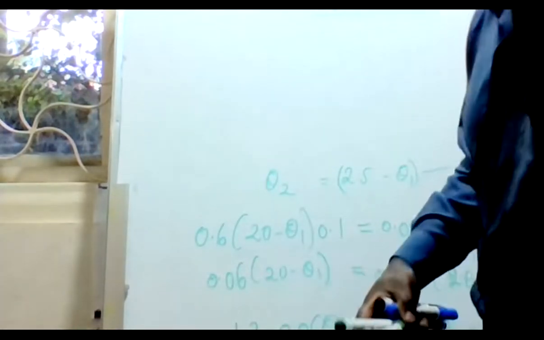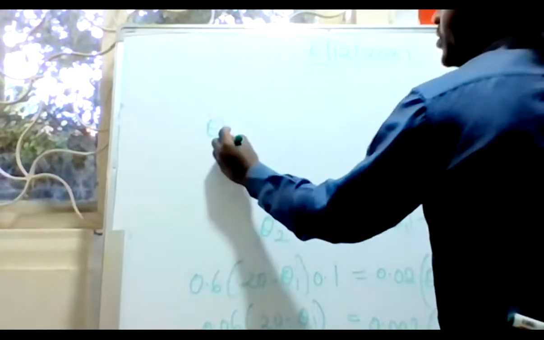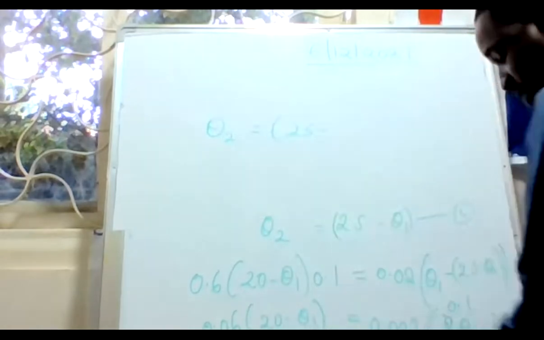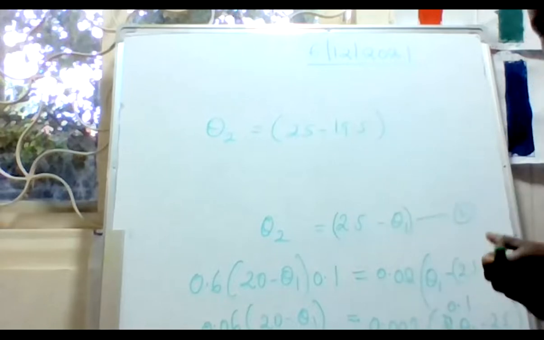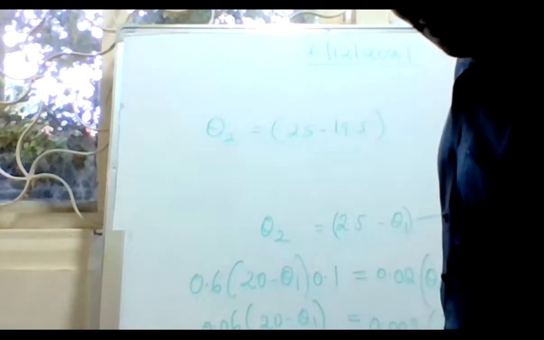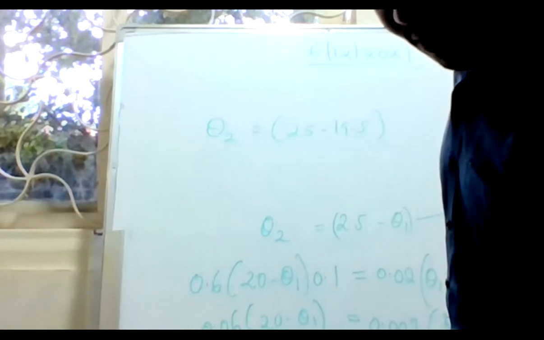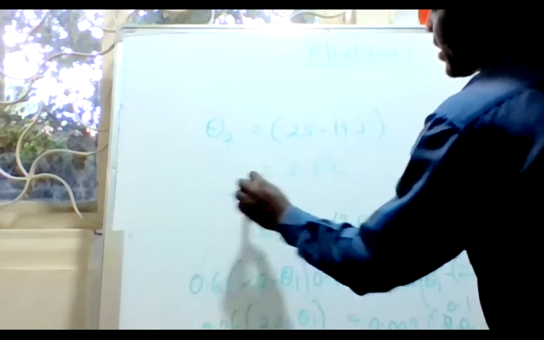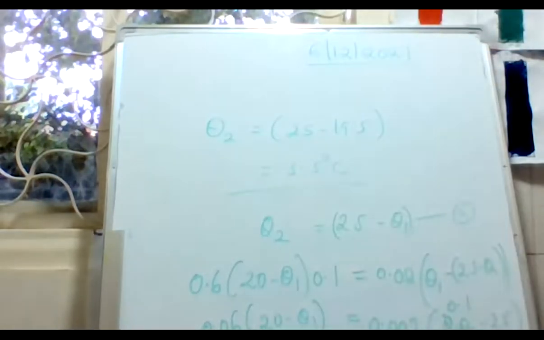So from here I'm having theta 2, which is equal to 25 minus my theta 1, which should go there, 19.5. To do that simple mathematics, I'm going to get 25 minus 19.5. That is 5.5 degrees Celsius. If you compare with the ones that we have there, it is the same.